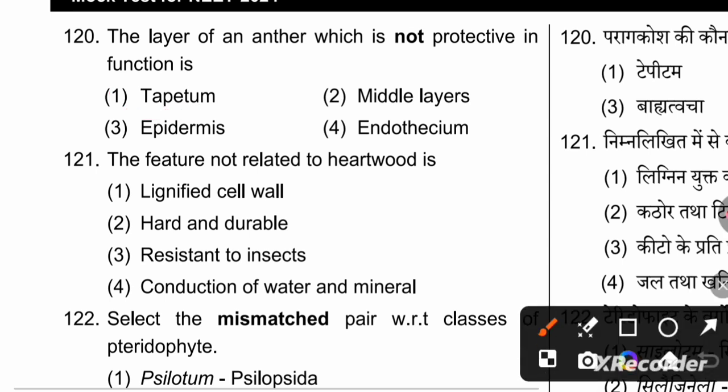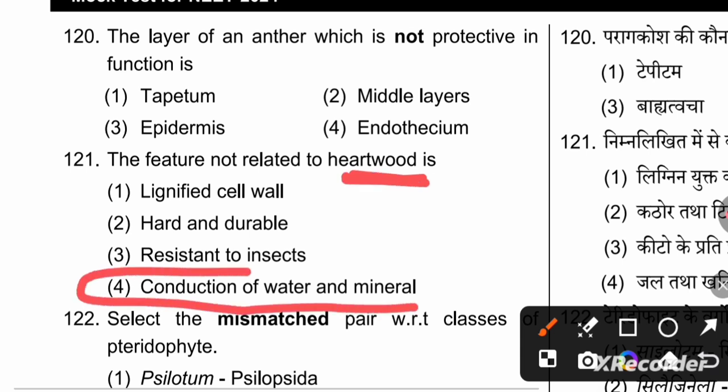The feature not related to heartwood is what? In question 121, it is condensation of water and mineral, whereas lignified cell wall, hard and durable, resistance to insect, they are all the features of heartwood. Move to the next question.